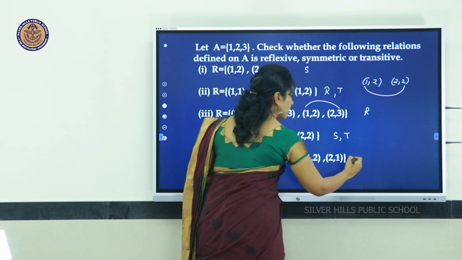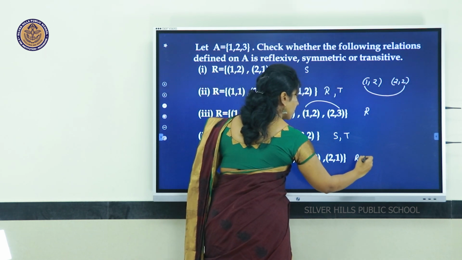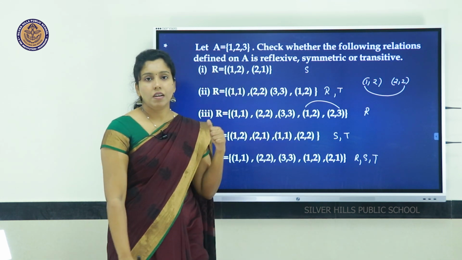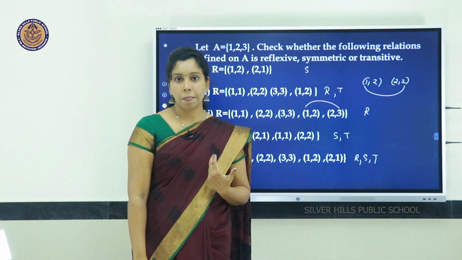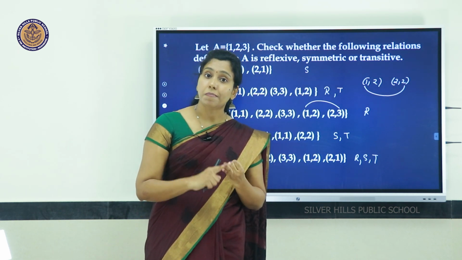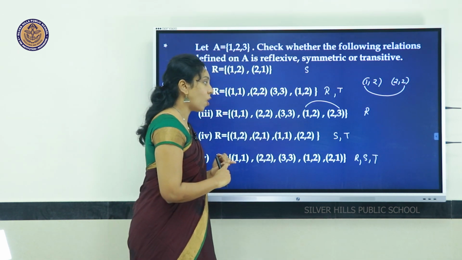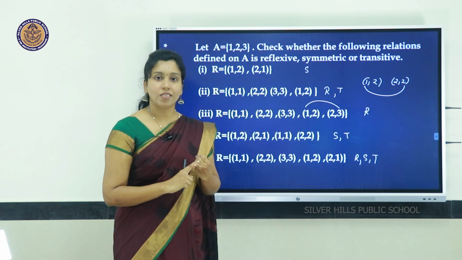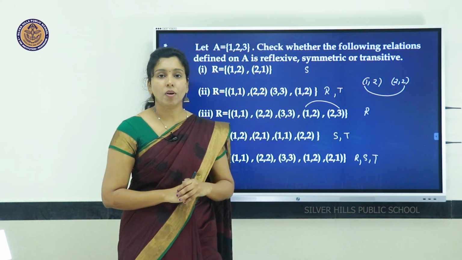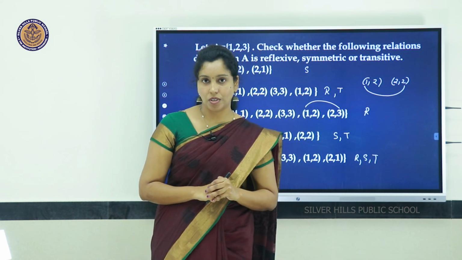So, I can write reflexive, symmetric, transitive. All these three properties hold here. And what is the name of such a relation? A relation which is reflexive, symmetric and transitive is called an equivalence relation. So, our last example is an example for equivalence relation.